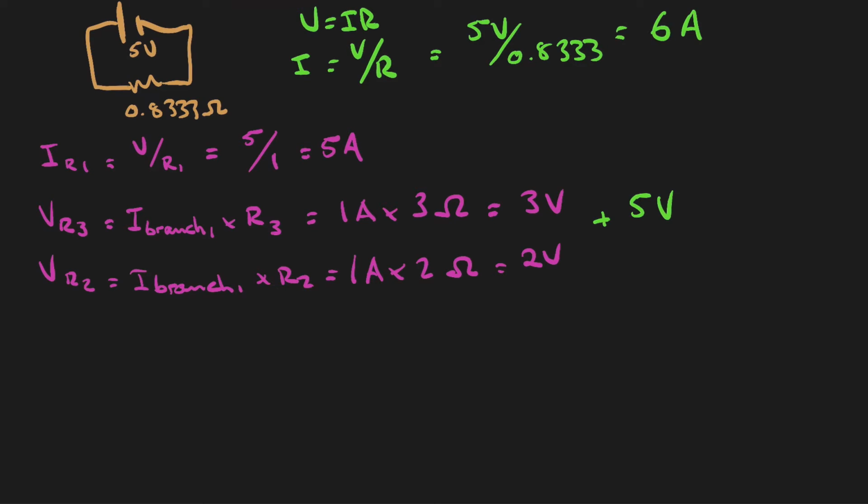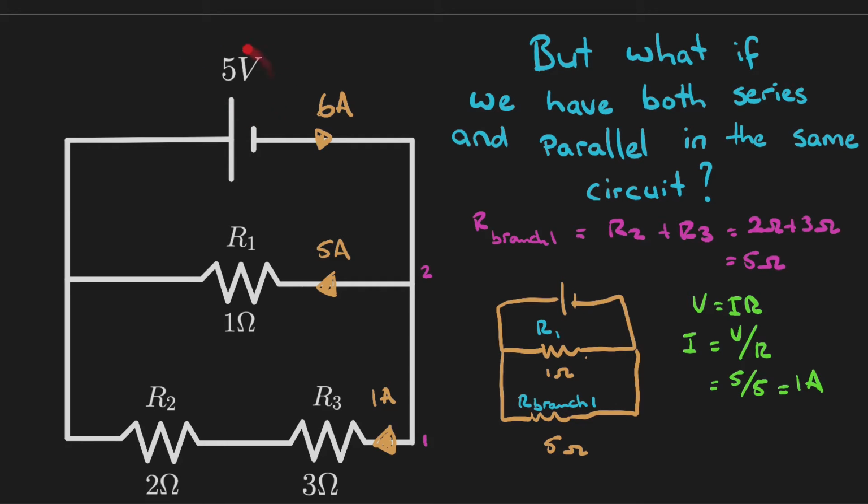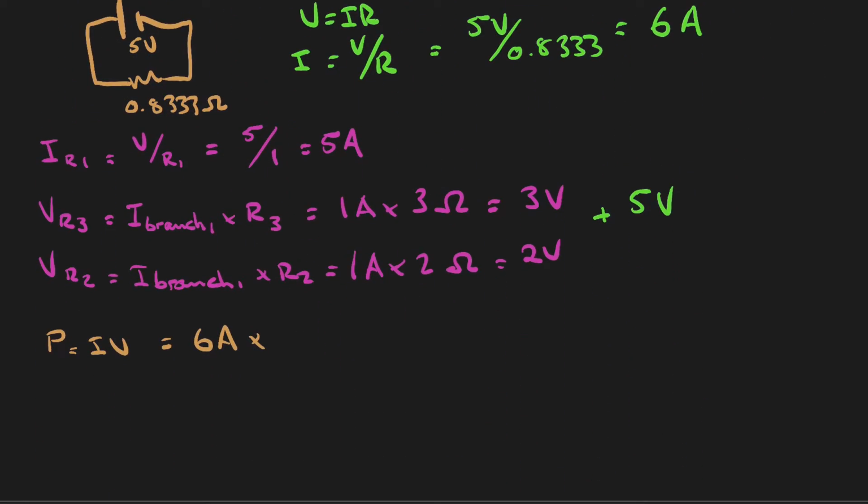So what if we wanted to calculate power? It's the same rules as before. Okay? P equals IV. And the power in the total circuit is equal to the current in the total circuit, which we know is 6 amps. 6 amps multiplied by the supply voltage, which is 5 volts. And that equals 30 watts.